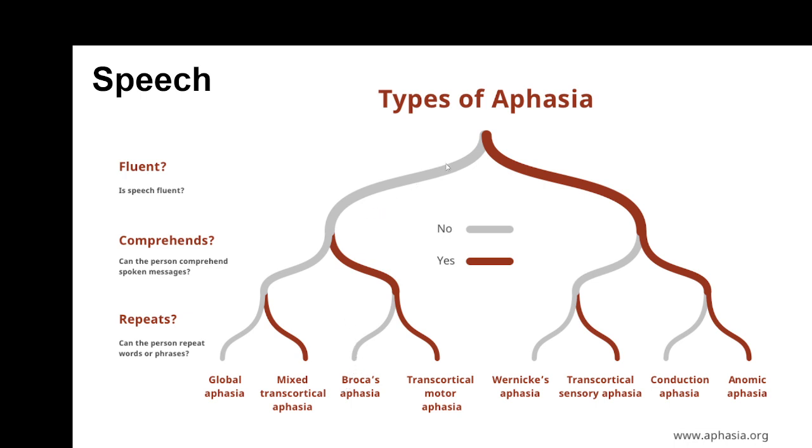A person who cannot speak, cannot comprehend, and cannot even repeat whatever he has been told, like a word which is repeated, then that's what we call a global aphasia.